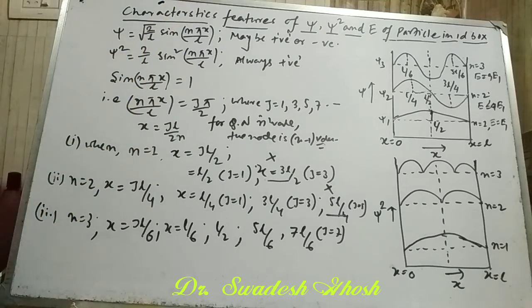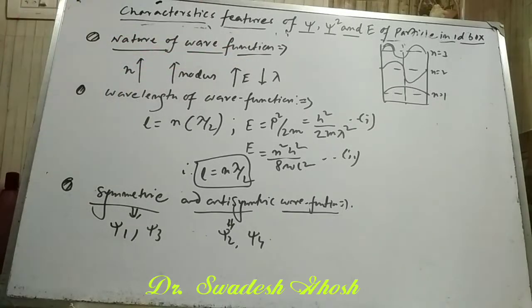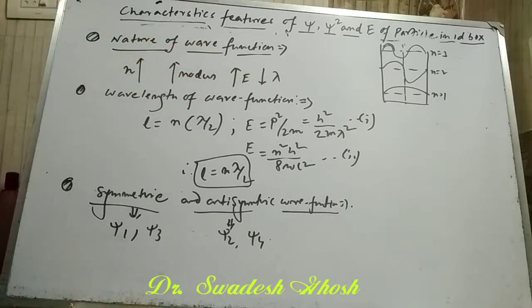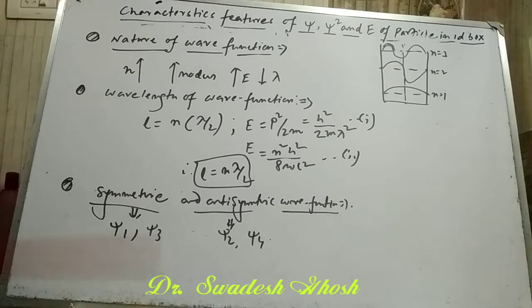Now we will discuss the nature of the wave function and energy depending on the value of n. It is evident that with the increase of n, the number of nodes increases and the wavelength decreases, with a corresponding increase of the total energy, which is equal to the kinetic energy in nature.